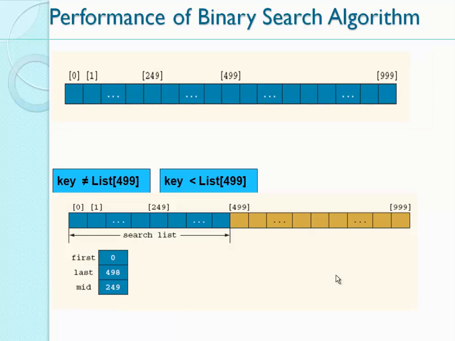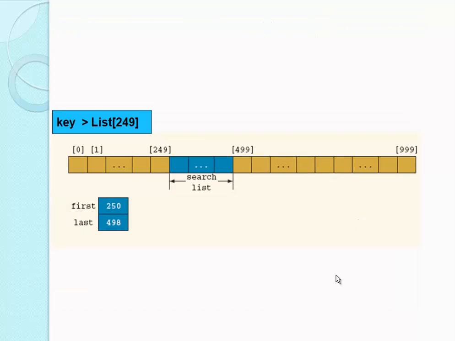Now the performance of the binary search algorithm. This is the array. If key is not equal to list of 499, and key is less than list of 499, then the search list becomes 0 to 499. So first is 0, last is 498 and mid is 249. If key is greater than list of 249, then the search list becomes even smaller and the first is 250 and last is 498.